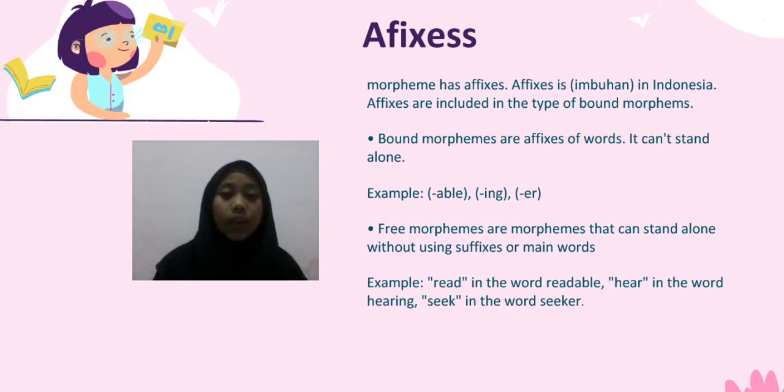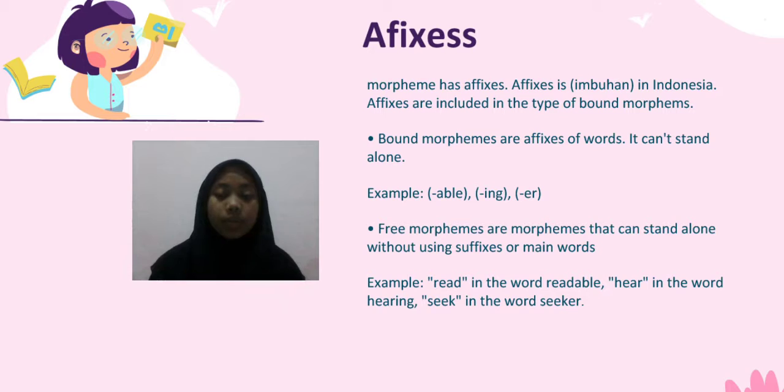For example, able and ing cannot stand alone and must be connected with other words. For example, affix able connected with the word read becomes readable. Next, affix ing connected with the word hear becomes hearing. And the last one is affix er connected with the word seek becomes seeker.